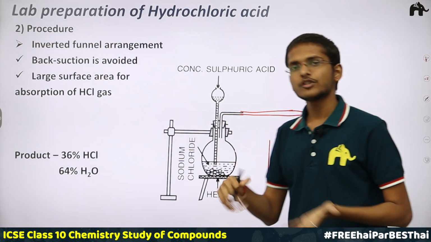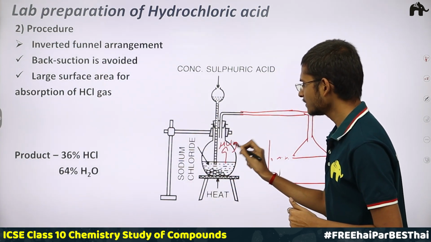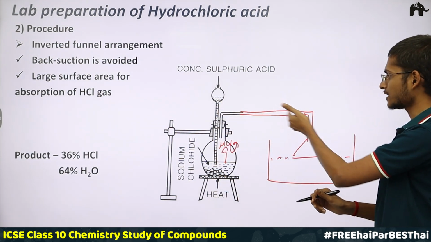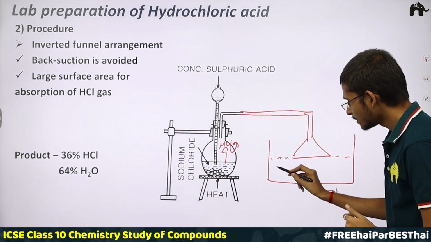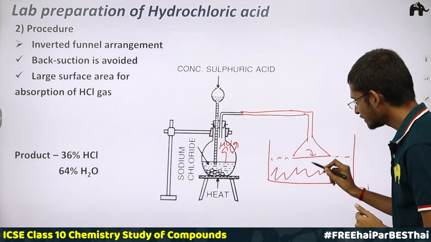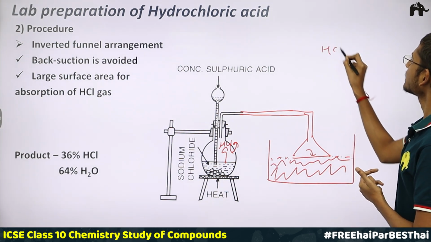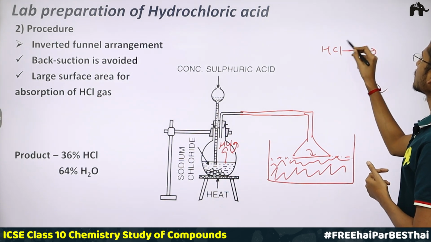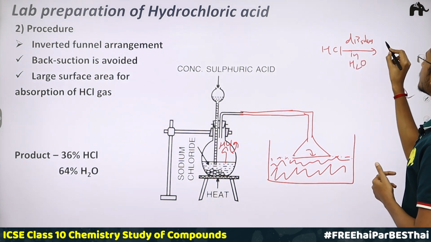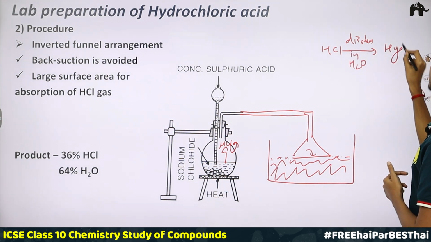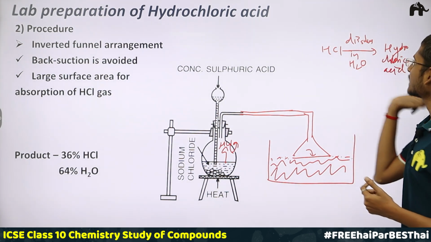Now the procedure is actually taking place. HCl gas is getting generated, and we allow the generated HCl gas to pass through this tube, come to this funnel part, and here there is water, right? So our HCl gas is readily getting dissolved in this water. And what would form? When HCl dissolves in water, as we have just seen, it would be hydrochloric acid. The product would be hydrochloric acid, the aqueous solution of HCl gas.